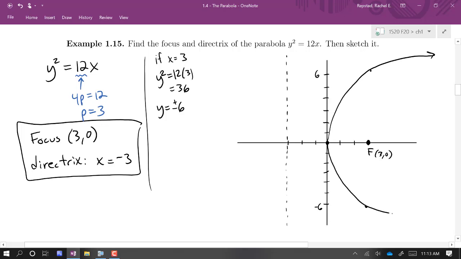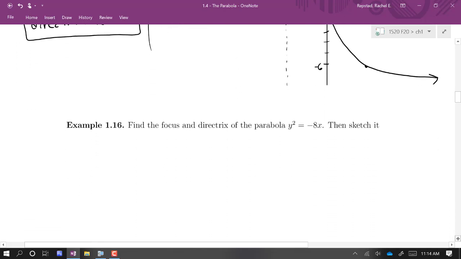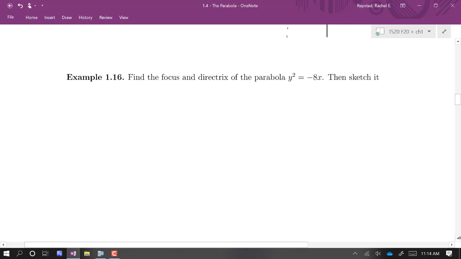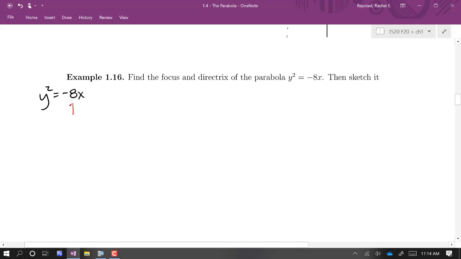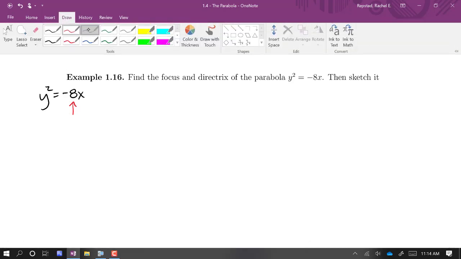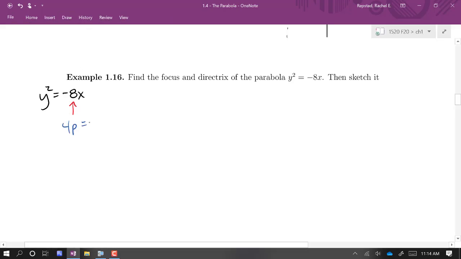So there's our parabola. In our next example, we're going to do the same thing. They give us the equation y squared equals negative 8x. And looking at this equation, it's in standard form, so I know that 4p is equal to negative 8, and that means that p is equal to negative 2.